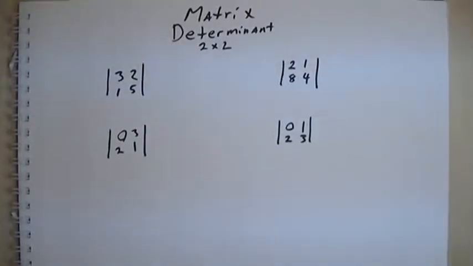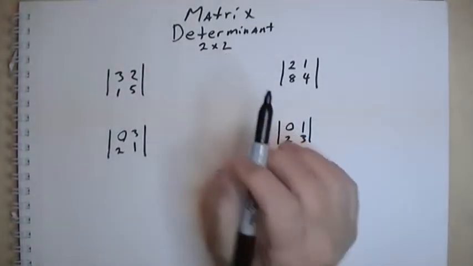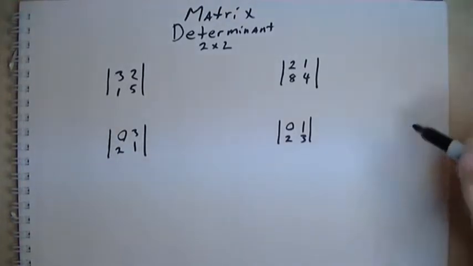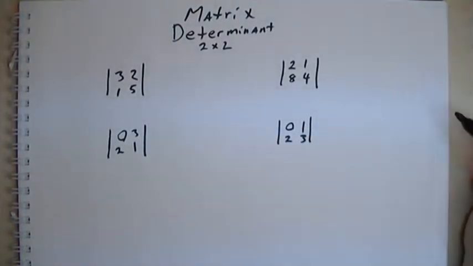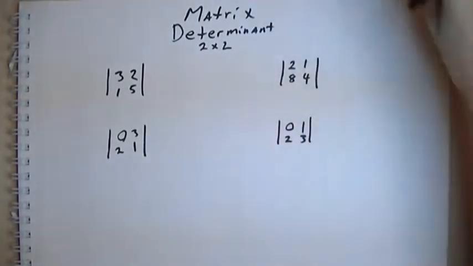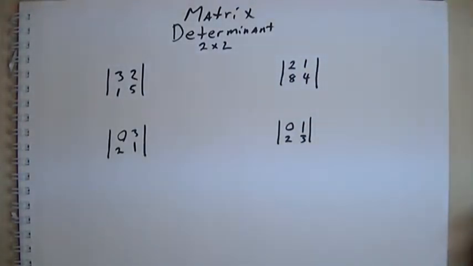Okay, this video: how to calculate the determinant of a 2 by 2 matrix. The determinant is a property of matrices, and it will come in handy when we're trying to figure out what the inverse of the matrix is. The determinant actually can tell you whether or not the matrix has an inverse, and this has implications for solving systems of linear equations. If it doesn't have an inverse, it's not a solvable system.